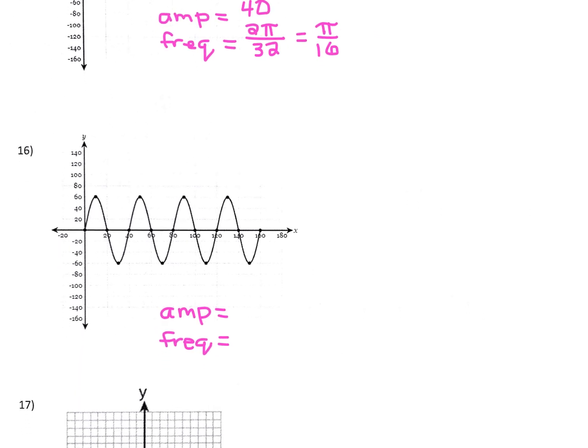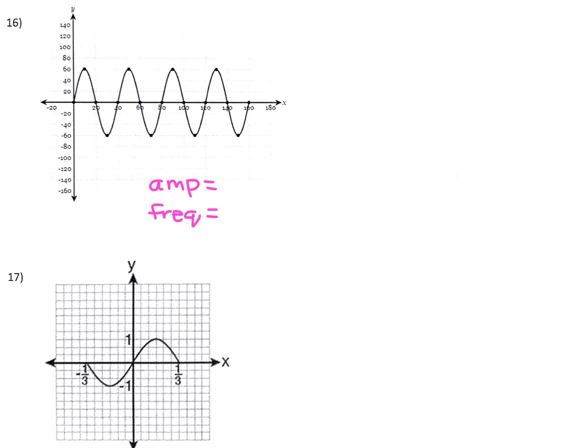All right, number 16. So here, our amplitude, right, the height from the midline is 60 units. All right, the frequency. The frequency is not going to be this last number over here. It's the horizontal length of one complete cycle. Now, isn't this one complete sine cycle, and it stops right there at 40? So the period is going to be 40. So this is 2 pi over 40, which that fraction simplifies to pi over 20.